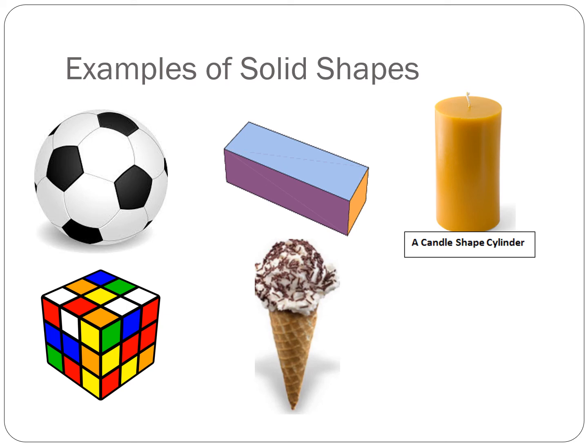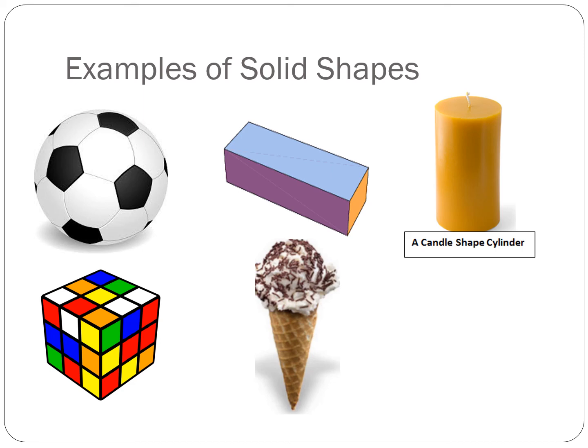Let me give you some examples of each solid shape. The first picture is a ball. Yes, I know you like football very much. Okay? Yes, so a ball is an example of a sphere. A sphere has neither any edges nor any vertex.